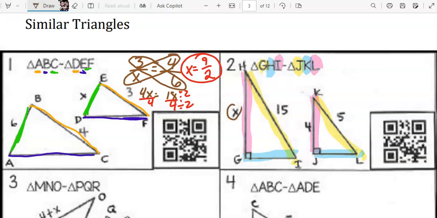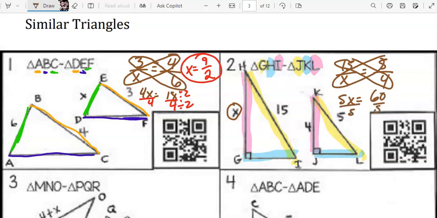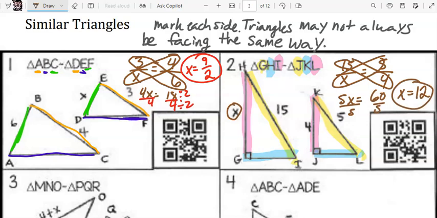Okay, we're going to solve for x. 15 over x equals 5 over 4. Cross multiply. 5x equals 60. Divide by 5. x equals 12. Let's look at the next one.